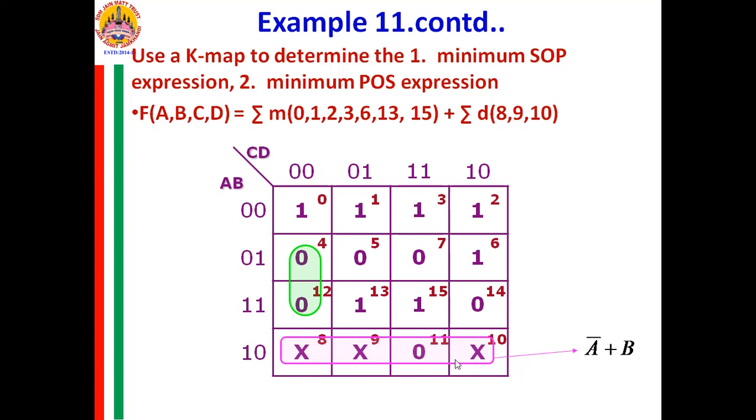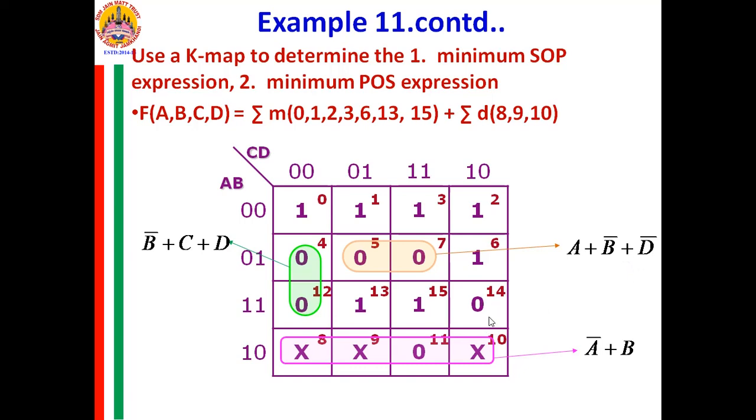Now this 0 is essential. So with these 3 don't cares, we combine the zeros and the prime implicant becomes A bar plus B. Now with these 2 zeros, there is no possibility of a quad, so this pair of zeros is essential, and the implicant is B bar plus C plus D. Now these 2 zeros are essential, and it is A plus B bar plus D bar.